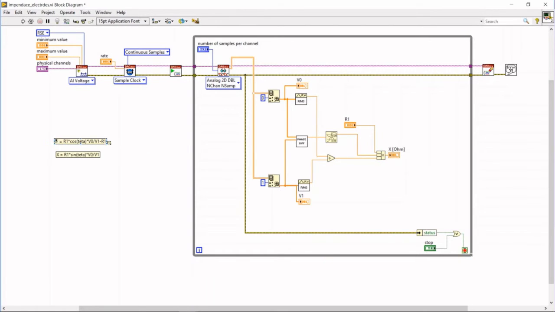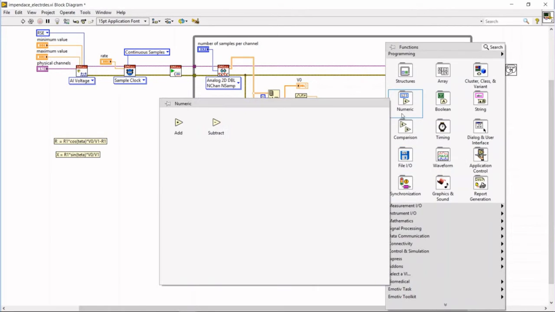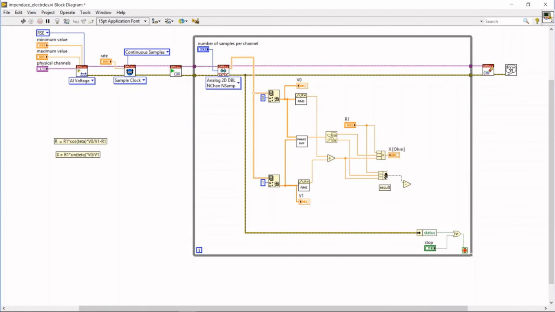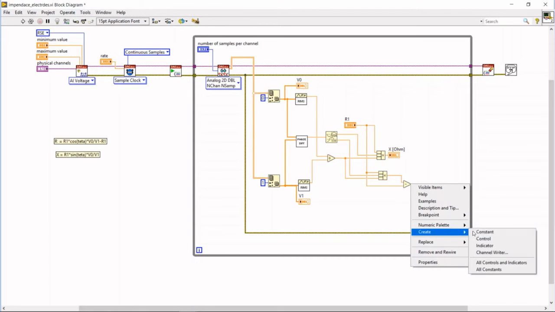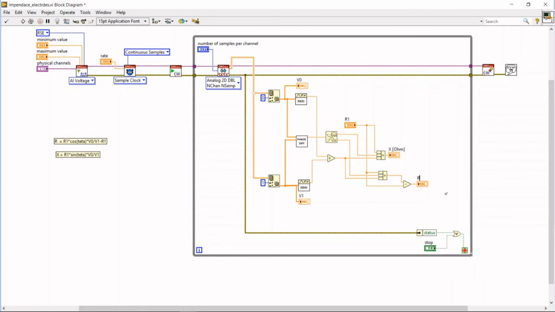Okay, and the R is equal to also compound arithmetics. We have R1 cosine of the phase difference and V0 divided by V1. We also have to subtract the R1, so we are going to use subtract function that we're going to connect to R1. So as the output, we get R in ohm.